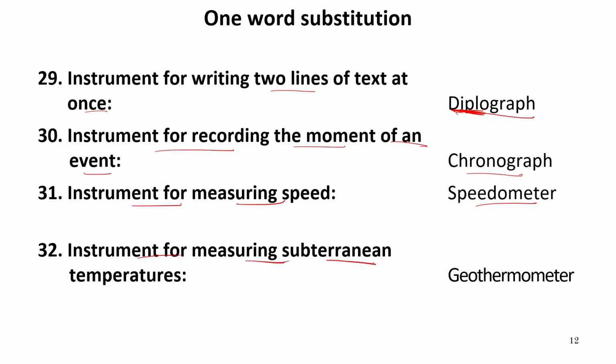Instrument for measuring subterranean temperatures. Now, subterranean refers to the water bodies or the places which are under the surface of the earth. That is known as geothermometer. Basically, geo refers to earth and thermometers are the instruments used to measure temperatures. So geothermometers are the instruments for measuring subterranean temperatures. Now let us move to the next one.